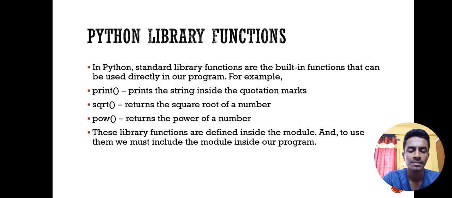The Python library functions. In Python, standard library functions are the built-in functions that can be used directly in our program. For example, print prints the string inside the quotation marks. sqrt returns the square root of a number. pow returns the power of a number. These library functions are defined inside the module, and to use them we must include the module inside our program.